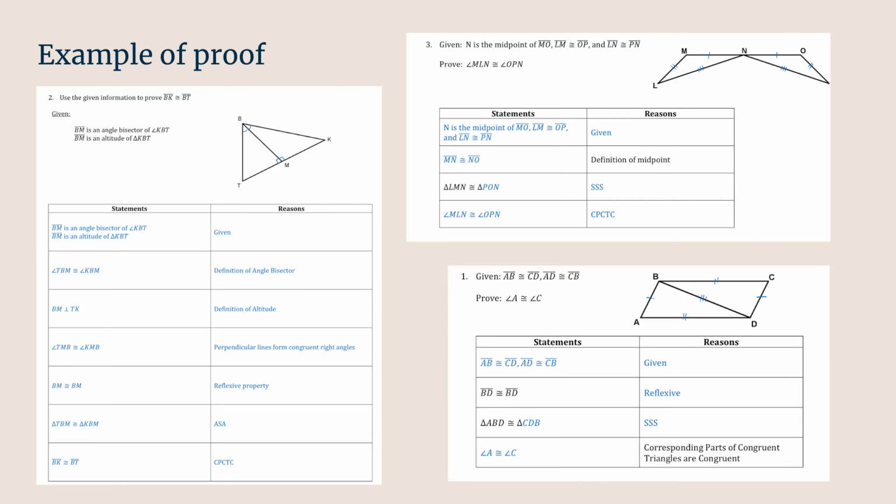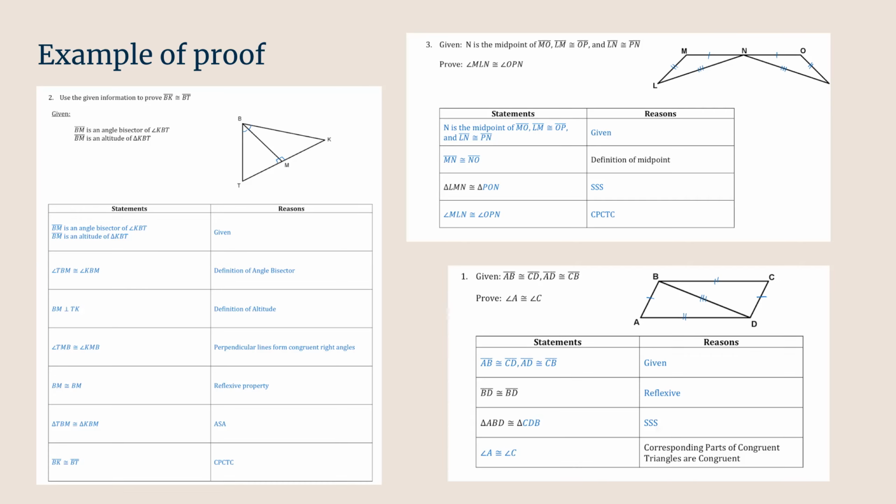And now we look at number 3, which is on top right. We're given that N is midpoint of MO, LM is congruent to OP, and LN is congruent to PN. So we want to prove that angle MLN is congruent to angle OPN. First, we have MN congruent to NO because that's the definition of midpoint. The midpoint cuts the line segment into 2 congruent halves.